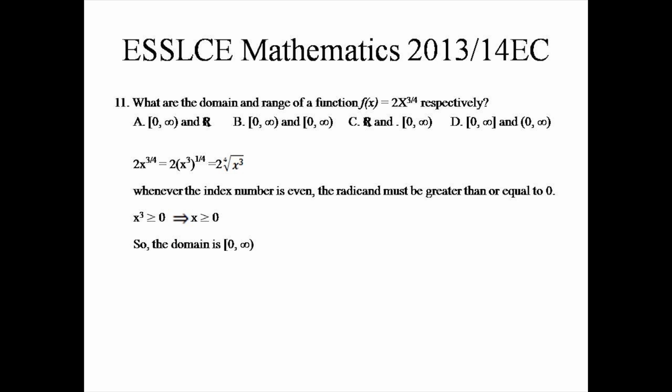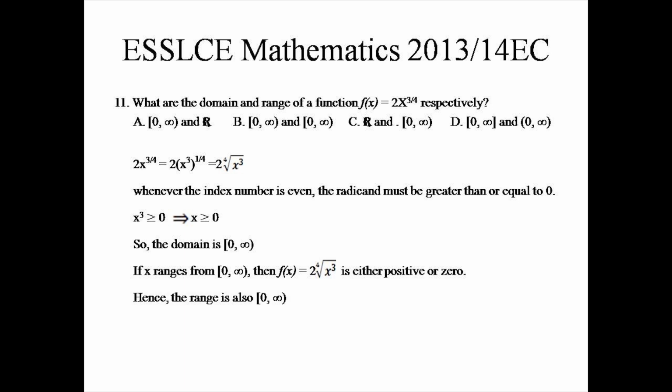0 is included. If x ranges from 0 to infinity, then f of x equals 2 times the fourth root of x cubed, which is either positive or 0. Hence, the range is also 0 to infinity. 0 is also included because it's a closed bounded interval. The answer is choice B.